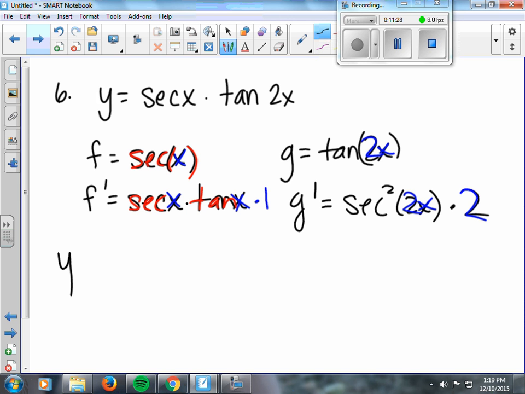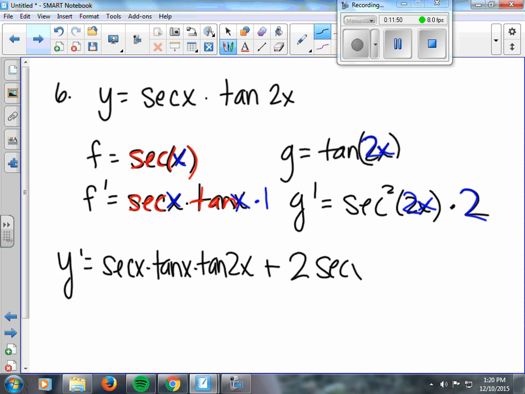Okay, and I'm still doing the product rule. f prime g, so that's secant x, tangent x, tangent 2x. By the way, these do not combine any way. When the arguments of your trig functions, that's the inside part, are not the same, then you don't want to mess with those at all. Plus f g prime. So I'm going to put the 2 in the front: secant x, secant squared of 2x. All right, there we go.